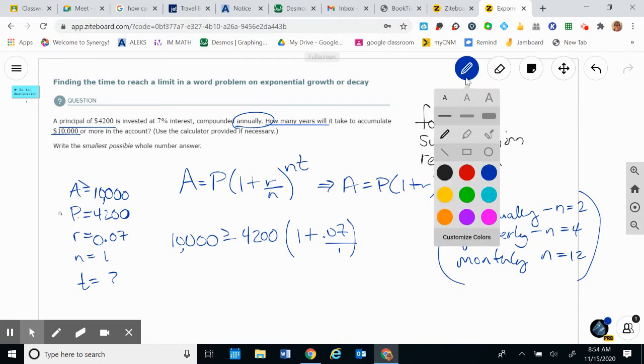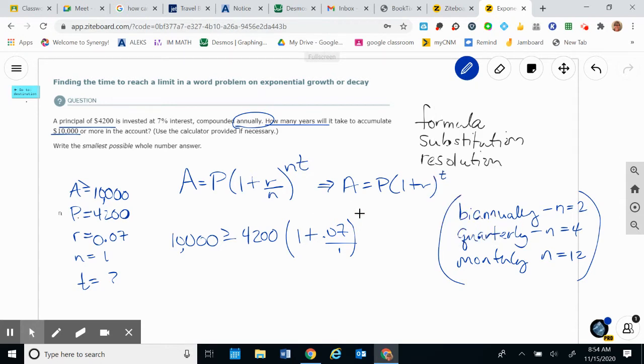Okay, so I'm going to just put t. There we go. All right. So now you're going to take 10,000 and divide by 4,200. Okay, and I'm not even going to actually calculate this yet, because as you get more advanced in math, you guys, you end up saving your calculations until the very end. It makes it a lot more accurate.